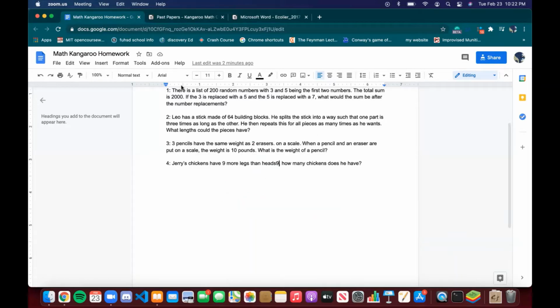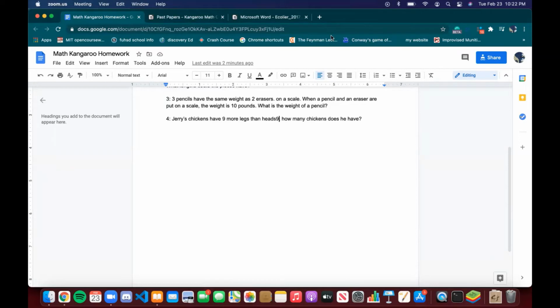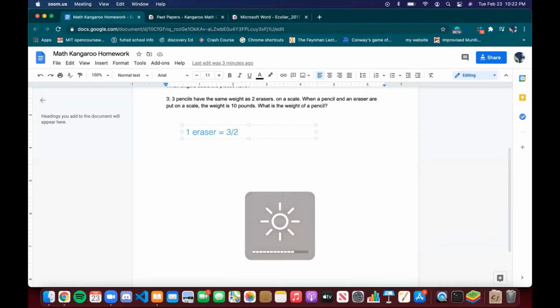Let's go to problem 3. 3 pencils have the same weight as 2 erasers on a scale. When a pencil and an eraser are put on a scale, the weight is 10 pounds. What is the weight of a pencil? So we have 3 pencils with the same weight as 2 erasers. So we can also say that one eraser is the weight of 3/2 pencils. So you have 1.5 pencils that is equal to the weight of an eraser. When they are put on a scale, the weight is 10 pounds.